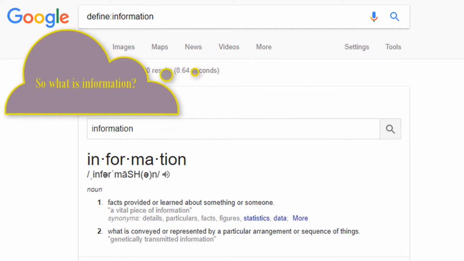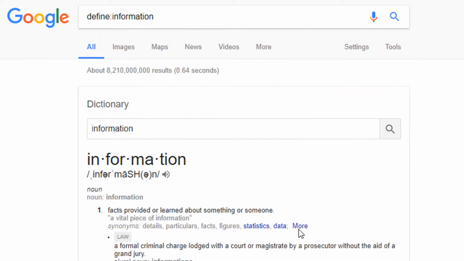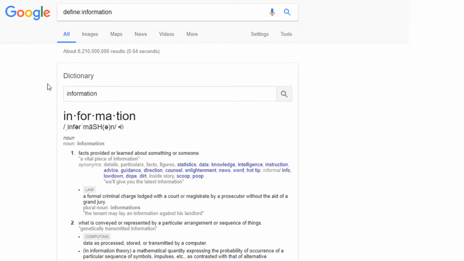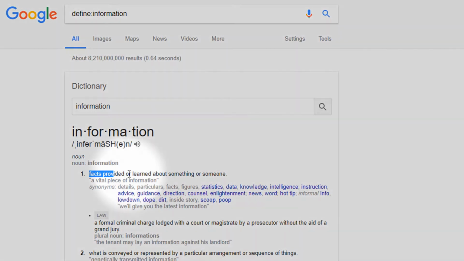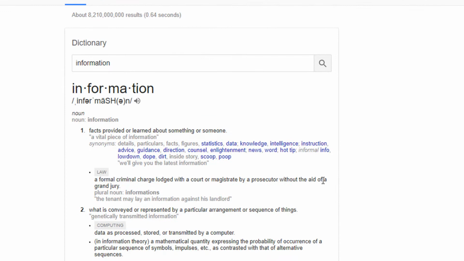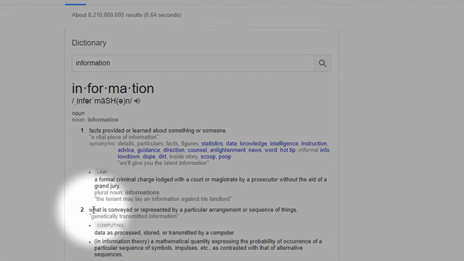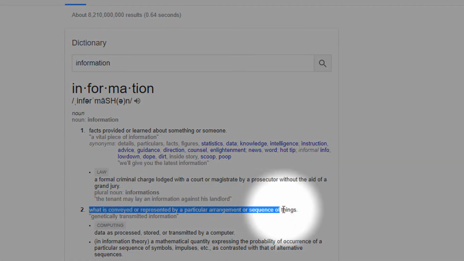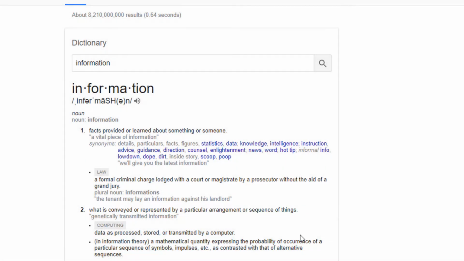As simple as it sounds, it's most likely not what you think it is. But let's first see again through Google. Information: facts provided or learned by something or someone. Okay? Look at this one: what is conveyed or represented by a particular arrangement or sequence of things? That's really interesting, but not clear.